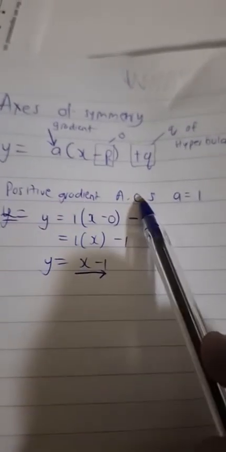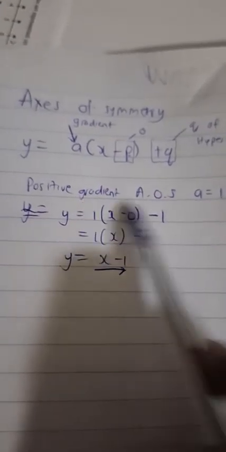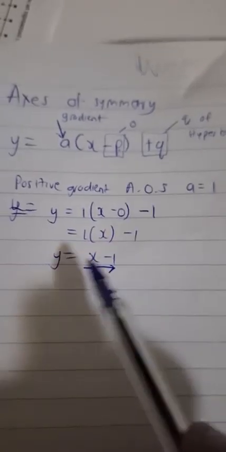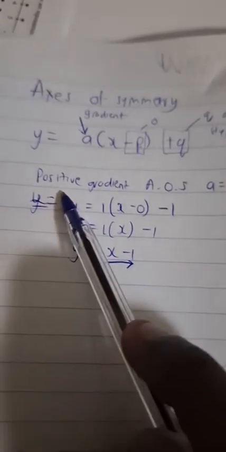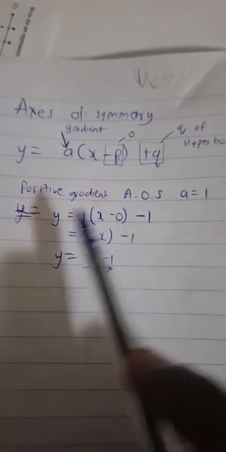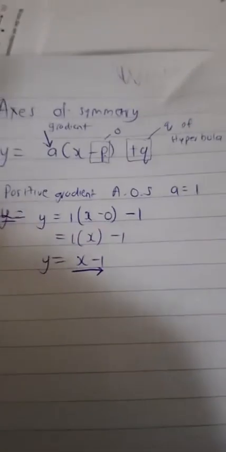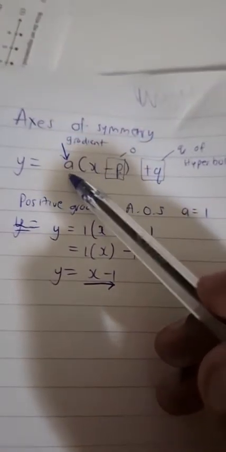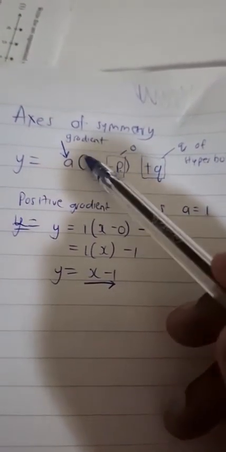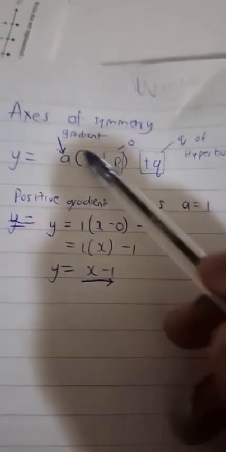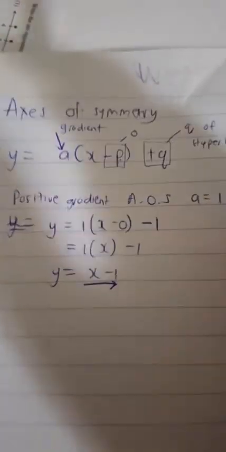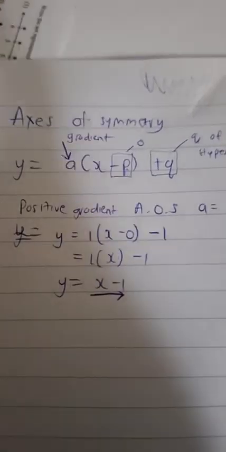The positive gradient axis of symmetry, the equation of that axis of symmetry is y is equal to x minus 1. That's the positive gradient axis of symmetry. Done, finished, dusted. Not a problem. So I'm going to repeat the template. Y is equal to a into x minus p plus q is what we need to utilize when we write the equation, if we want to just simplify life for ourselves.